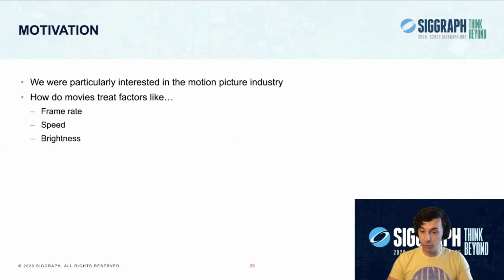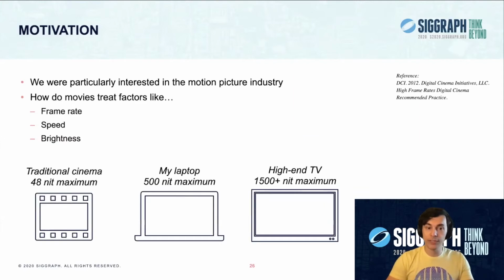Further, there's this question of brightness. We know, for example, that traditional cinema has a certain spec by the DCI, which typically involves a maximum brightness of 48 nits. On the other hand, this laptop, for example, that I'm using to record this presentation is a MacBook. It actually goes up to 500 nits. And finally, some high-end televisions, just for home theater, could go up to much higher values, such as 1500 nits or even more. So there's quite a lot of variation here in the ecosystem.